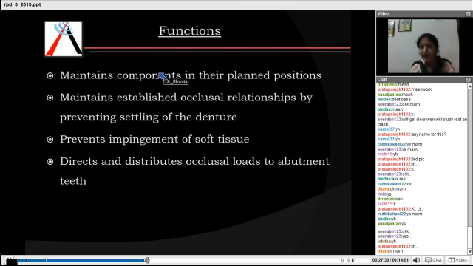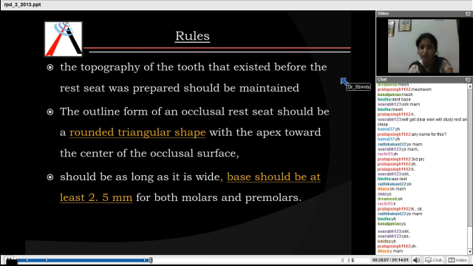Now what are its functions? It maintains the components in their planned positions. Because it is on the topmost surface, that is on the occlusal surface, it helps to keep all the components in place. That is, it helps in stabilization. It maintains established occlusal relationships and prevents settling of the denture, prevents impingement of the soft tissue. Because it is on the occlusal surface, it will prevent the denture from going down and impinging on the gingival tissue. It will stay up only. And it distributes occlusal loads to abutment teeth. So these are its functions.